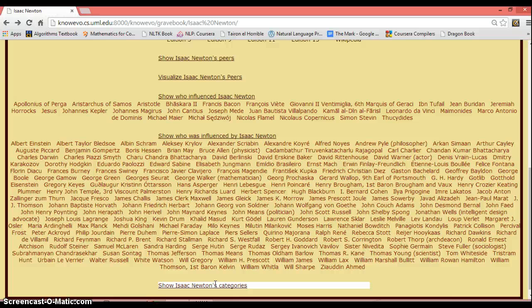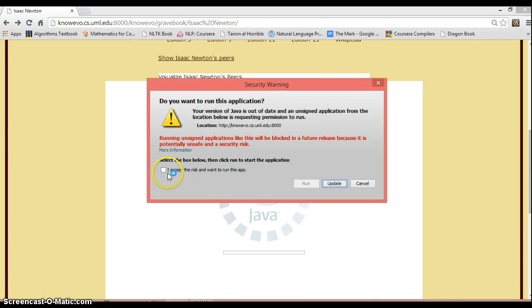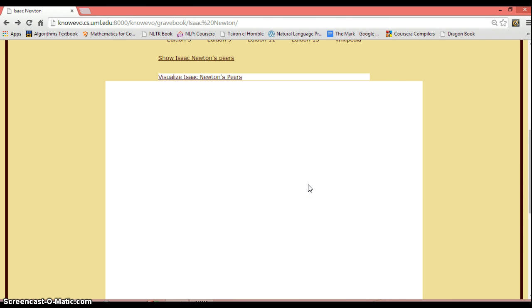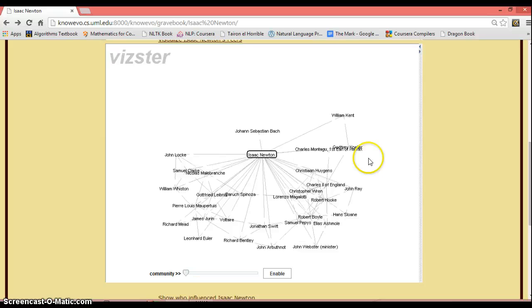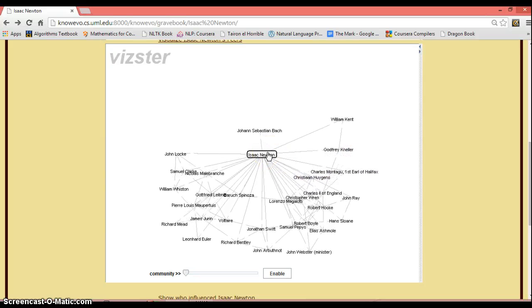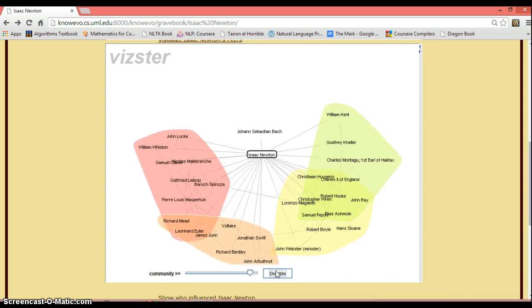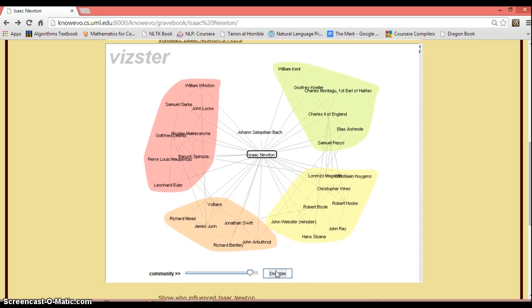Now let's look at the map of Newton's social universe using the Visualize Peers feature. Here, you can see Sir Isaac in the center of his social galaxy, with his personal friends and colleagues placed closer to him. Some of his social connections are clustered together, reflecting real-life social and personal circles.